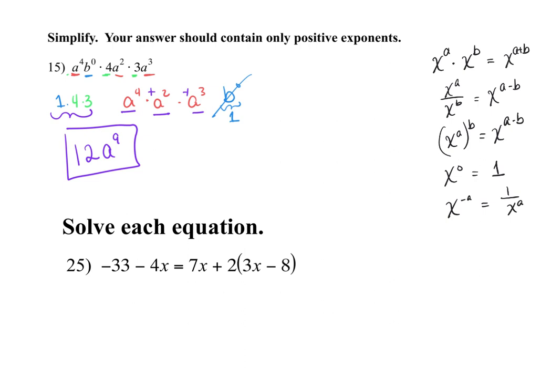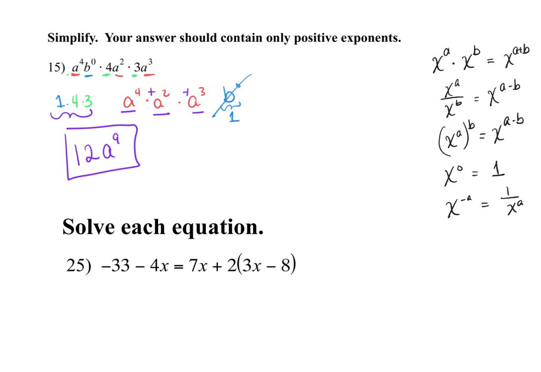All right, solving equations. Okay, so while we have not done just solving equations since this chapter, we've had to use it. We've had to use it in word problems. We've had to use it in inequalities and in absolute values. So solving equations should kind of be second nature at this point, okay?